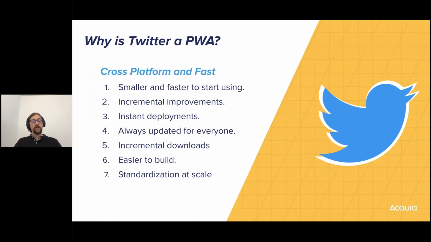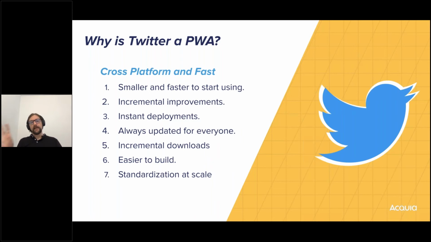First off, it's smaller and it's faster to start using. So a person can go to Twitter and immediately start using it right in their browser without installing anything. They can roll out incremental improvements very quickly and easily, and they have instant deployments. With a native app, you have to ask the user to update, or hopefully they have auto update on. With a web application, when I go to the site, if the cache is clear for the code, I'm just going to get new code. So I can ensure that everyone's on the latest and greatest. So everyone's always updated.